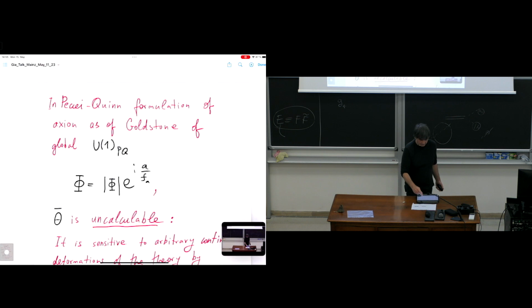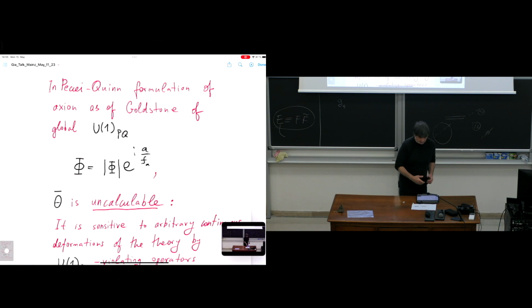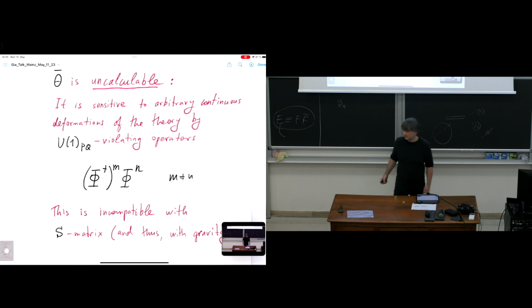So basically, therefore, theta in this axion formulation is essentially uncalculable, because as I said, it is sensitive to arbitrary deformation of this theory. Now, of course, if you take the S matrix as motivation, this is in direct contradiction with the S matrix, because such a deformation reintroduces theta vacua, of course, right? But as I said, even if you don't care about the S matrix, this is the quality problem.